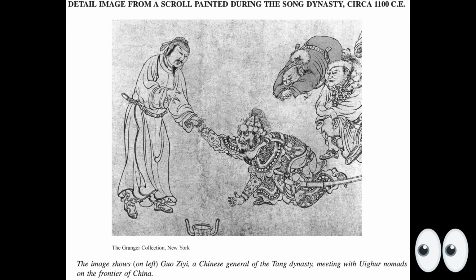Circa means around. So here we are in 1100. The Song Dynasty, that's the first thing your teacher probably said to you, Song Dynasty China. So the years really don't matter, but that's where this image is from. This is early in the course. And Song Dynasty, that's the first thing my teacher was talking about in 1.1. So we got a Chinese general meeting with a Uyghur nomad out in the frontiers here.